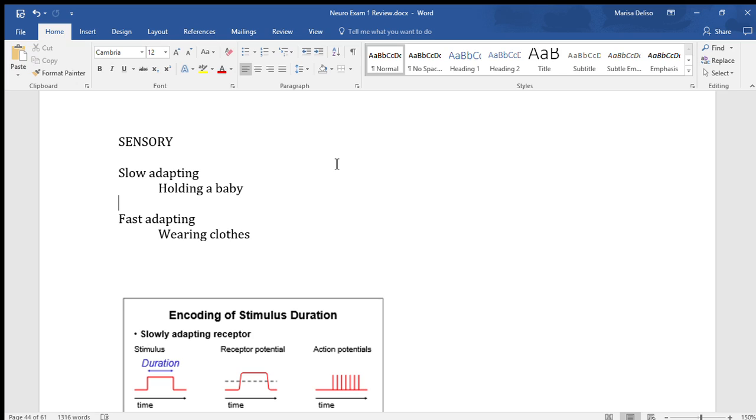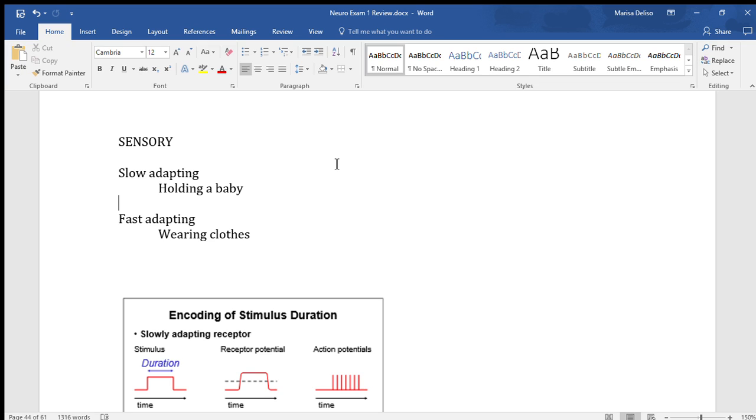Then fast adapting is going to be something like wearing clothes. And don't think too much abstractly about why it's like this. Are they different neurons? Yes, but use this as a concept. When I put on clothes, I kind of forget I'm wearing them. That's a weird concept, but you don't feel them when they're on, right? You know what I'm saying? So that would be more of a fast adapting receptor.